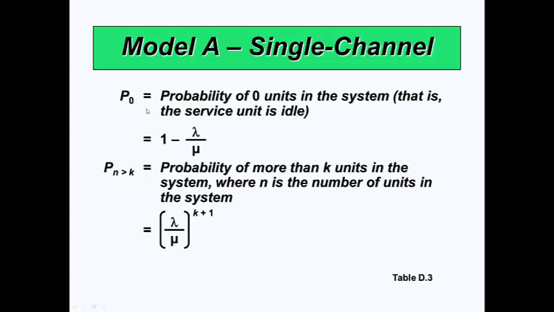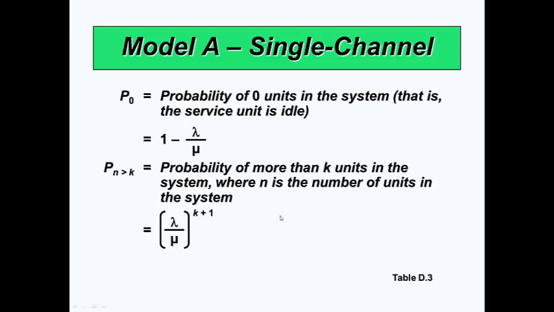P sub 0 is the probability of 0 units in the system, which is, instead of looking at lambda by mu, which is the efficiency or the utilization of the system, you are looking at 1 minus lambda by mu, which is the probability that 0 units are in the system. It's the same thing. And finally, the probability of more than k units in the system, where n is the number of units in the system, is given by lambda by mu raised to the power k plus 1.